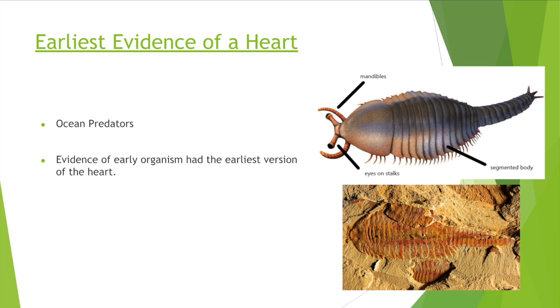Earliest evidence of a heart. 520 million years ago, a tiny arthropod was fossilized, and its body structure suggests that it was an ocean predator, as seen by its eyes on the end of stalks, its mandibles, and a segmented body. These are considered the tools of an ocean predator, which needed a lot of oxygen to allow for more movement to be a successful predator. These are believed to be the earliest organisms to have a blood circulatory system with an organ that moved its blood around, a very early version of the heart.